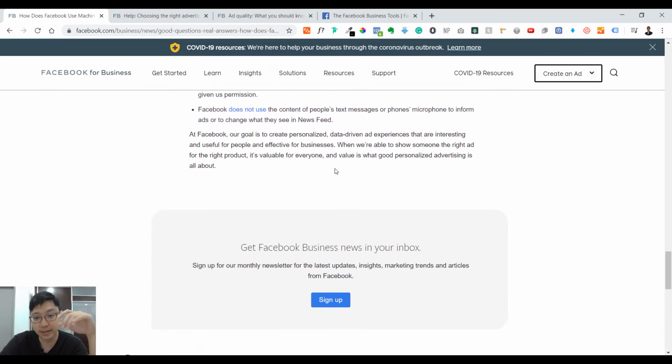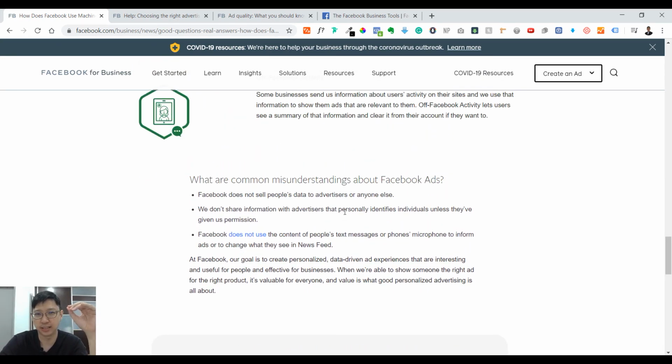So okay, this is the main thing that Facebook wants to highlight, because there are a lot of questions about the integrity of the Facebook ads information. Facebook does not sell people's data to advertisers or anyone else. They did last time. Now I'm very sure, after being grilled, that they don't do that anymore. They don't share information with advertisers about personally identified individuals unless they are given permission. Same thing as well, it's all about privacy.